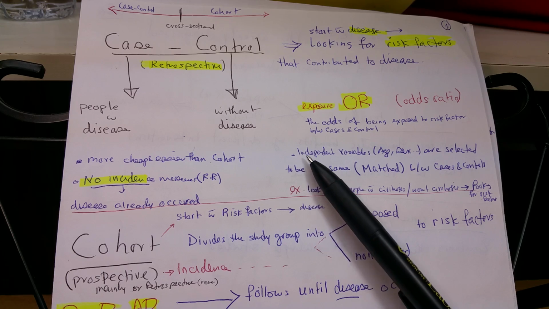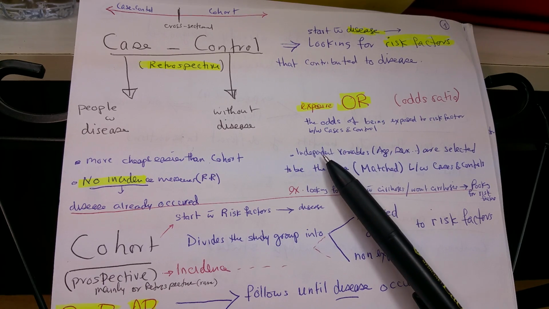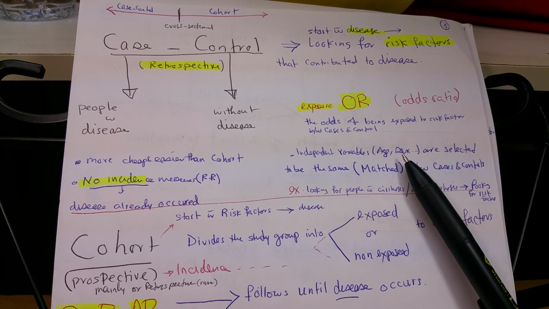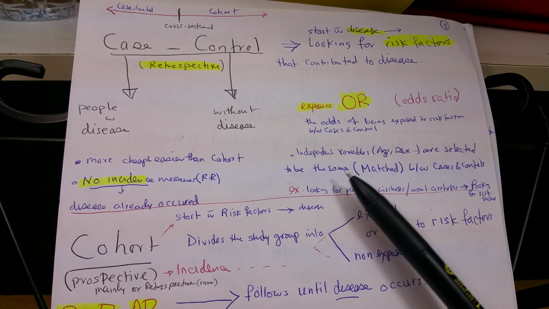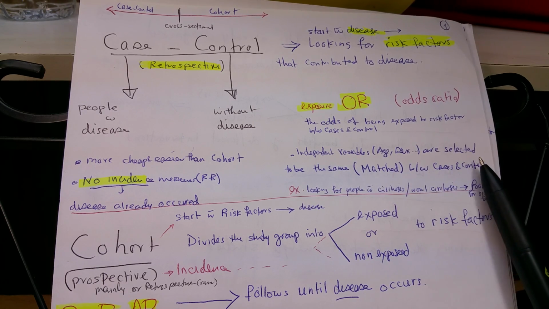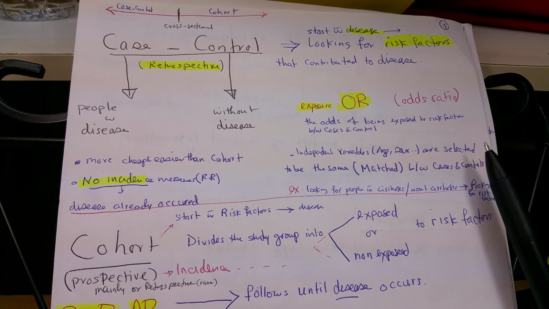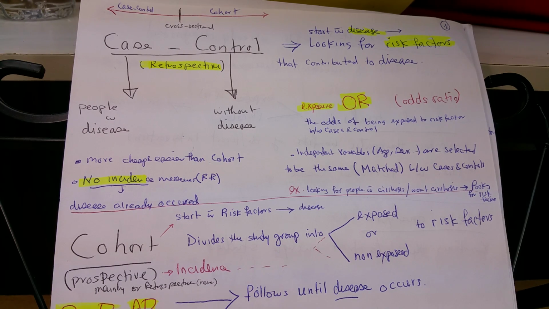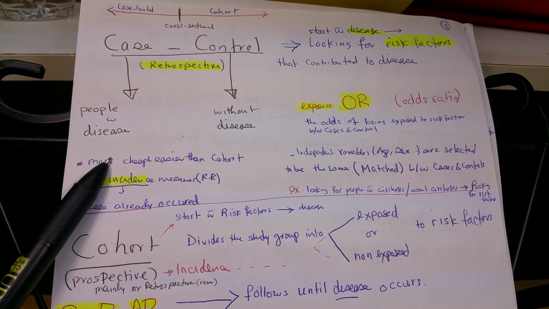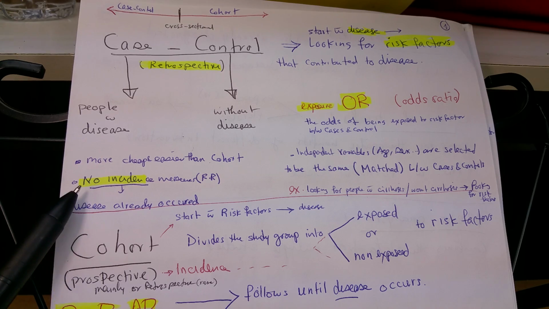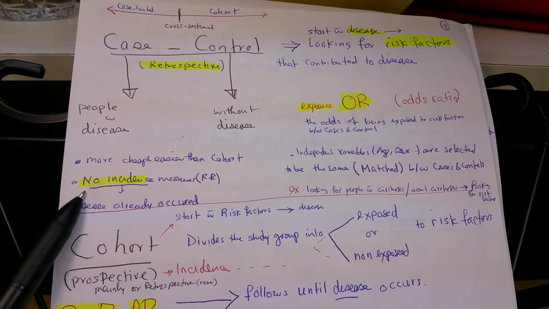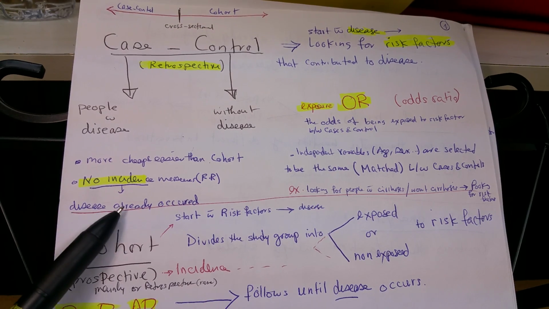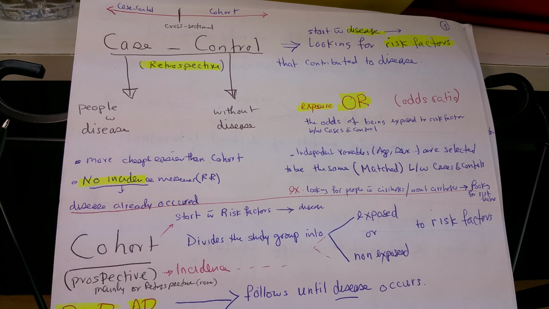When doing case control, we have some independent variables such as age and sex. So we have to match these between the cases and controls to prevent any bias. It's cheaper than cohort because we already have cases, so there is no incidence. The cases are already here. Okay.